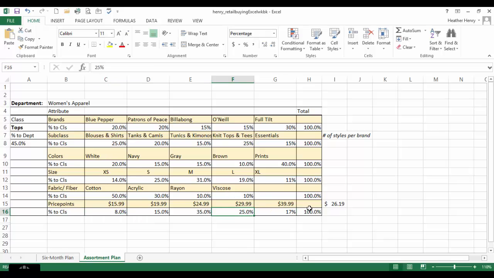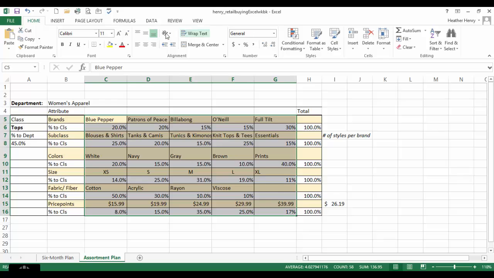So after analyzing the brands, the subclass, colors, the size, fabrics, and fibers, and the price points, I can see exactly what's happening in this department. Let me go ahead and format this a little bit better.